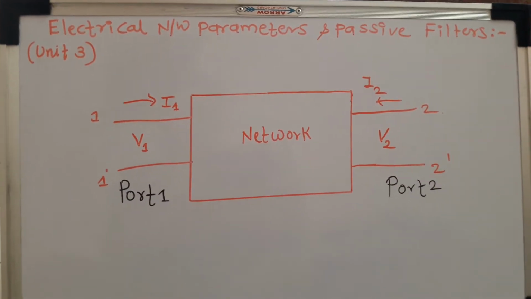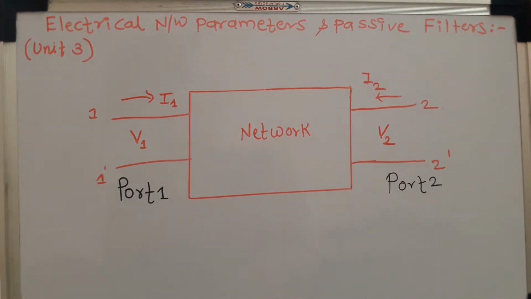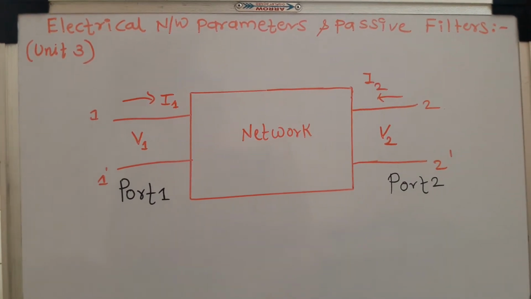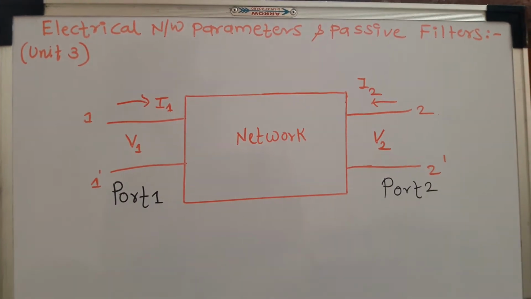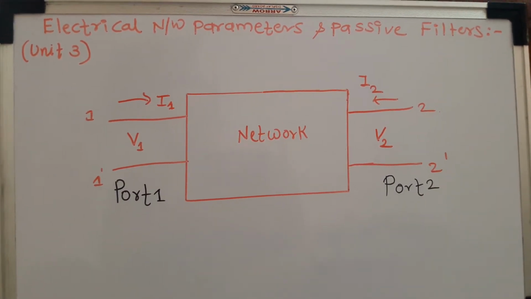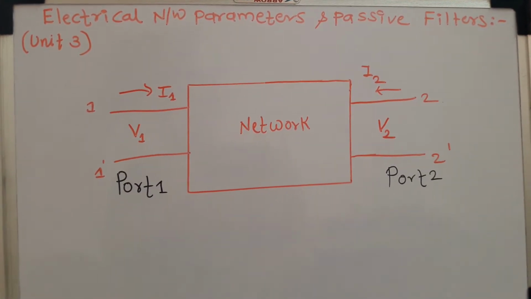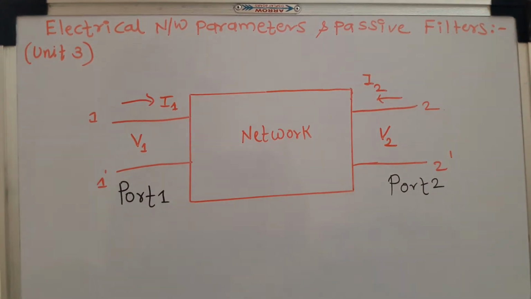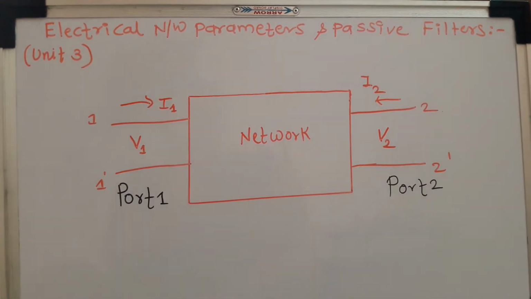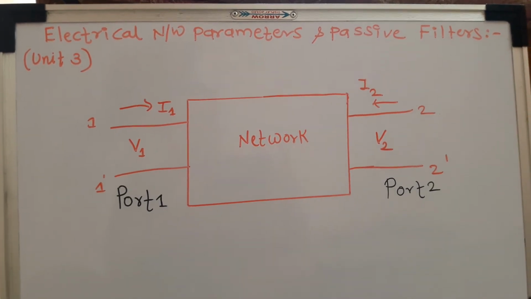Let us study unit number 3, electrical network parameters and passive filters. This unit has been divided into two parts. In the first part, network, ports, and classification of network are studied, and in part 2, filters and attenuators are studied. So let us focus on part 1, networks and its types.